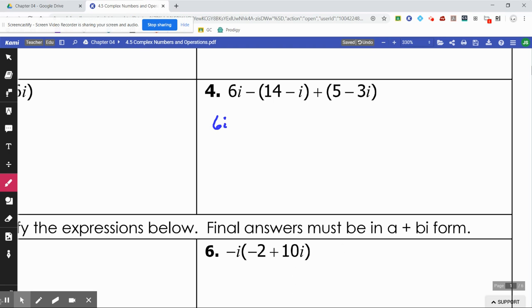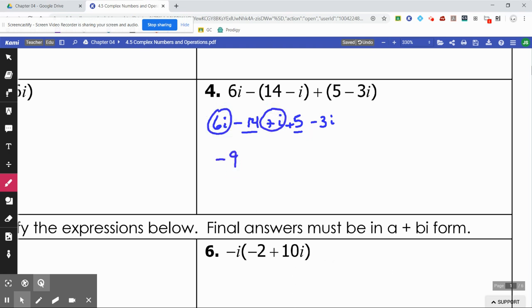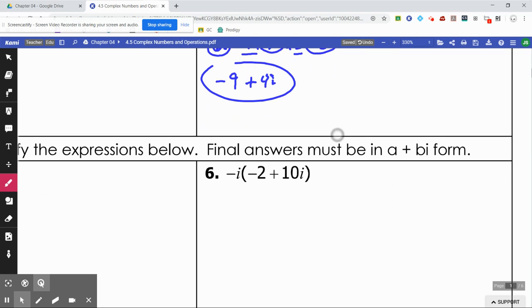So you have your 6i, the parentheses turned into negative 14 and a plus i. The plus in front of parentheses, we can simply drop those parentheses, so plus 5 minus 3i. Combine all your real parts first. Negative 14 and 5 would be a negative 9. You have 6i, 1i, and minus 3i gives you a positive 4i. So negative 9 plus 4i.